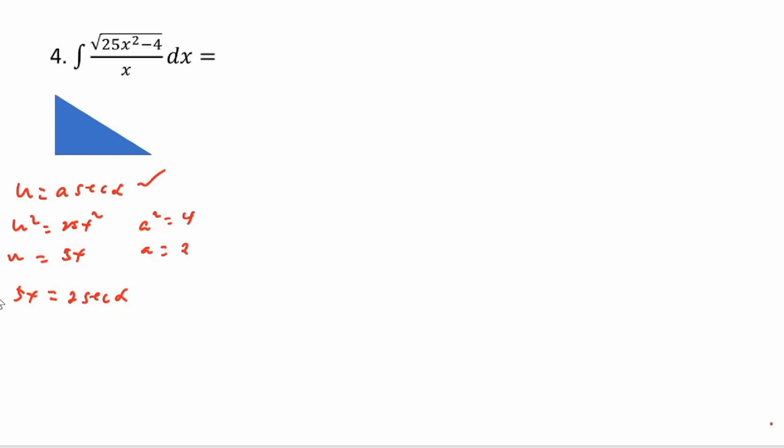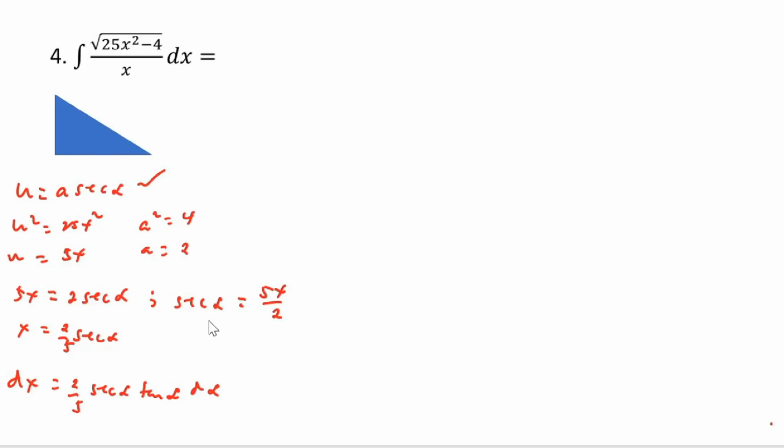Solve for x, so therefore I divide both sides by 5. So I write x is equal to 2 over 5 of secant alpha. And then take the derivative of this. So that's now dx is equal to 2/5 of secant alpha tangent alpha d alpha. So I will define first my secant alpha. So from here, I can write now secant alpha is equal to 5x over 2.